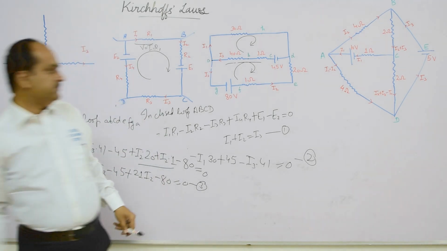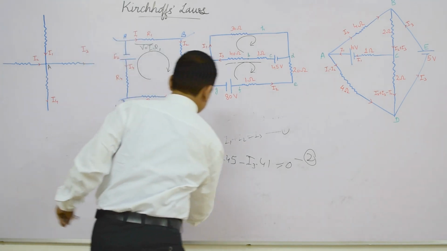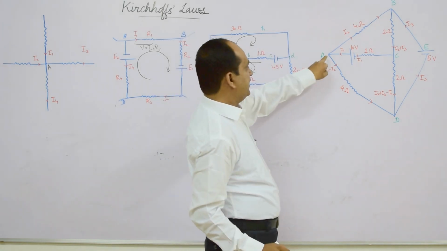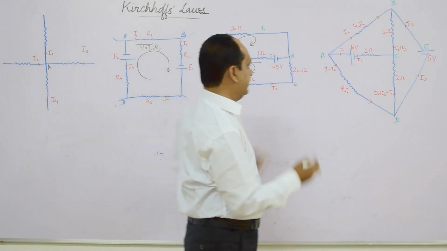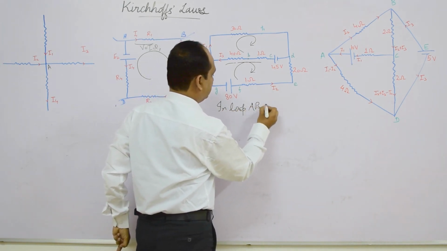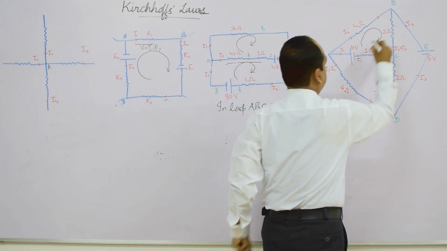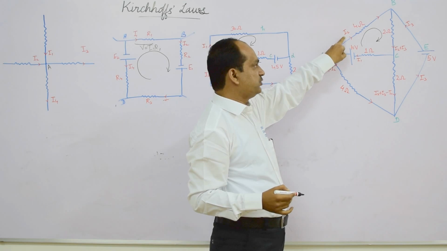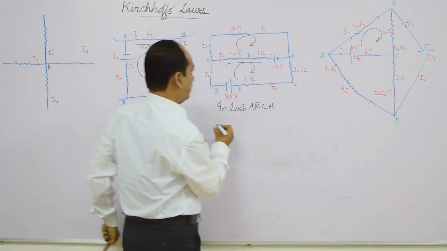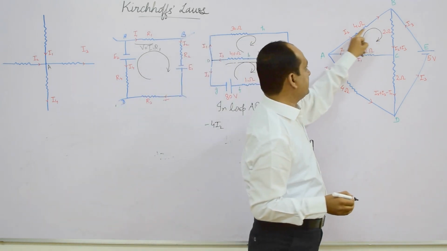Now one more circuit, we will discuss about this circuit. Here we can select the loop A, B, C and A. Now this is our clockwise direction. If we start from here, we find that I2 is in clockwise direction, so its potential will be negative. So we can write minus 4I2. Then here the same current.